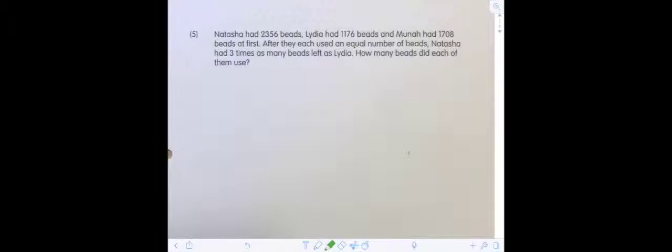So when we look at this question, it's saying that Natasha had 2,356 beads, Lydia had that amount, Muna had that amount of beads at first. The numbers here, there's no point staring too hard at it, because we'll only be needing it later. We just need to develop an idea, a plan on how to solve this question. So here I'm just going to highlight this in green.